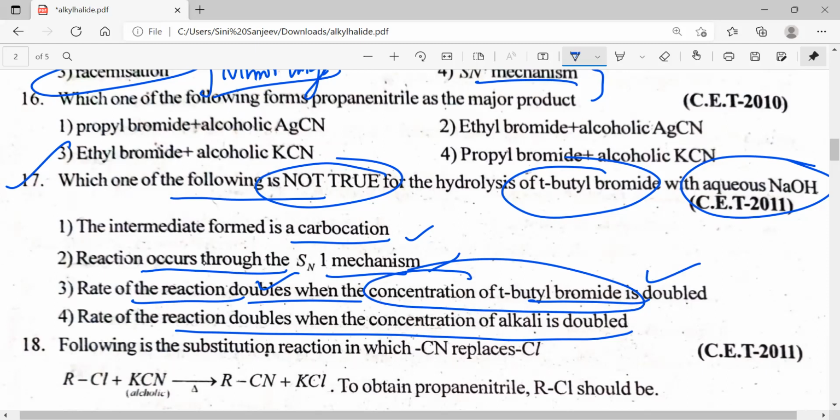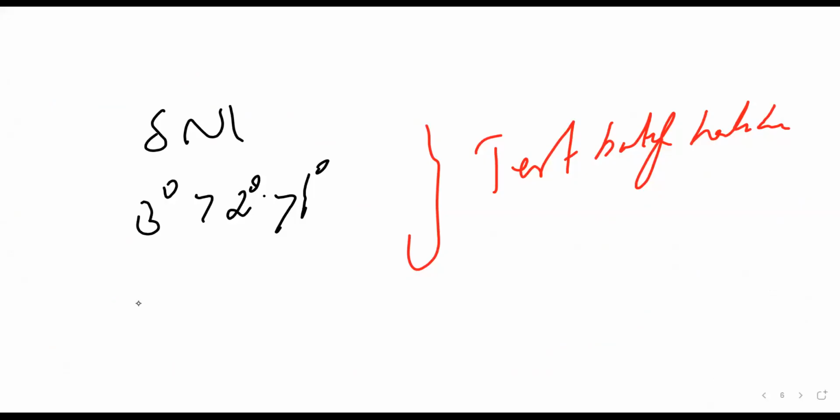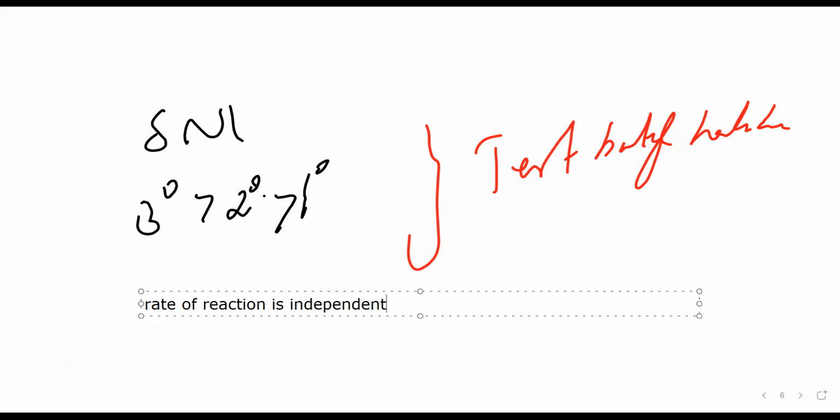Correct? So the last one is what? The rate of reaction doubles when the concentration of alkali is doubled is the only not true one. So our correct answer is the fourth one. In the sense, false. It is independent of the alkali. I'll write it down, then only you'll understand. Rate of the reaction is independent of the alkali, independent of concentration. Correct? So whether the concentration doubles or triples, we don't bother about it.